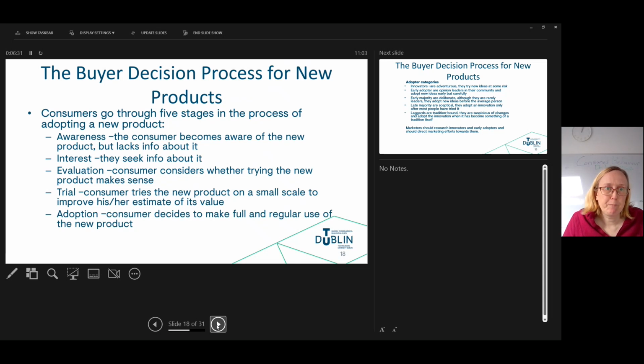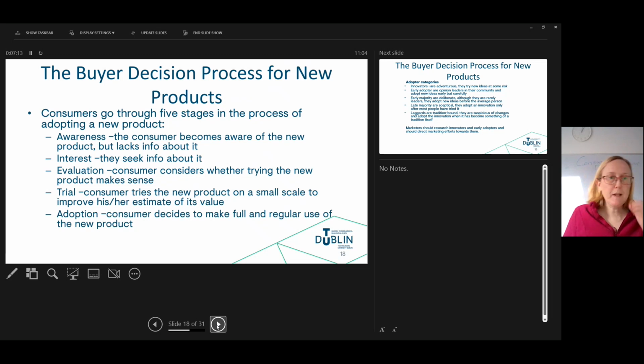They seek information, so we give them more. So hopefully the brand awareness element of the campaign has sparked curiosity for them to seek more information and have that much interest. And then evaluation: the consumer considers whether trying the new product makes sense to them. Is this something they might consider? And then trial phase, they purchase, especially if low involvement, they might just try that new shampoo. Or if it's something else, can they try it on a small scale to give them a better idea?